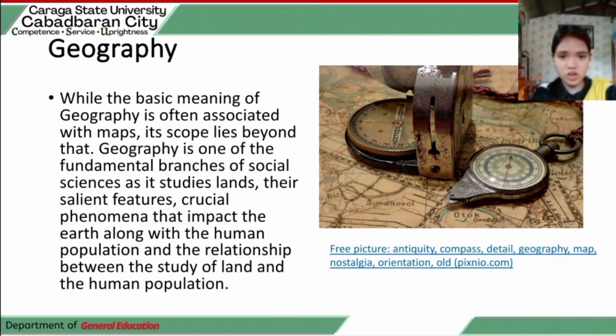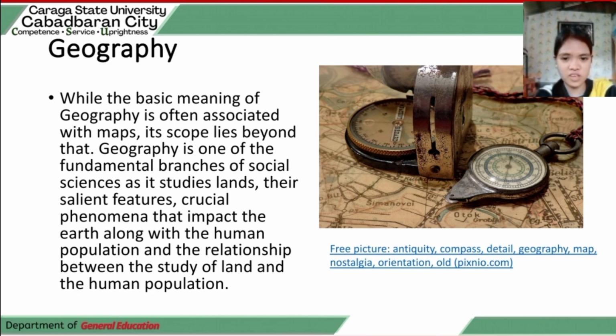Geography. While the basic meaning of geography is often associated with maps, its scope lies beyond that. Geography is one of the fundamental branches of social sciences as it studies lands, their salient features, cultural phenomena that impact the earth along with the human population and the relationship between the study of land and the human population. Geography helps us to explore and understand space and place, recognizing that great differences in cultures, political systems, economies, landscape, and environment across the world, and exploring the links between them.